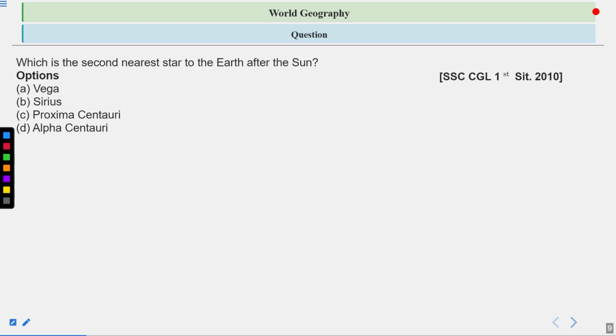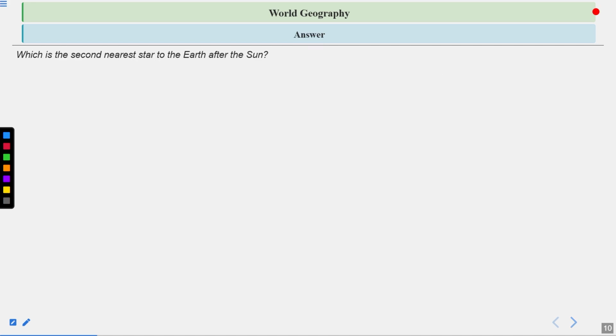Which is the second nearest star to the Earth after the Sun? Options are Vega, Sirius, Proxima Centauri, or Alpha Centauri. The second nearest star to the Earth after the Sun is option C, Proxima Centauri.